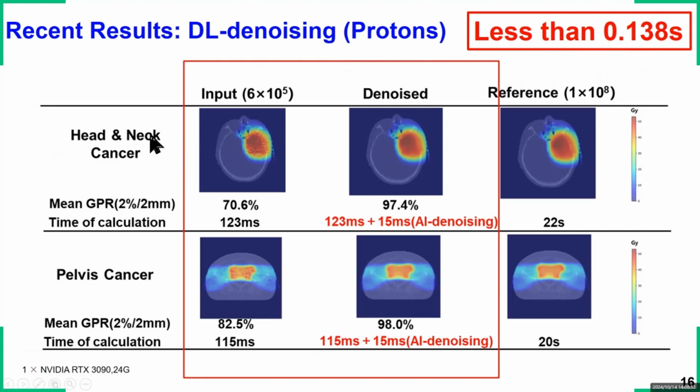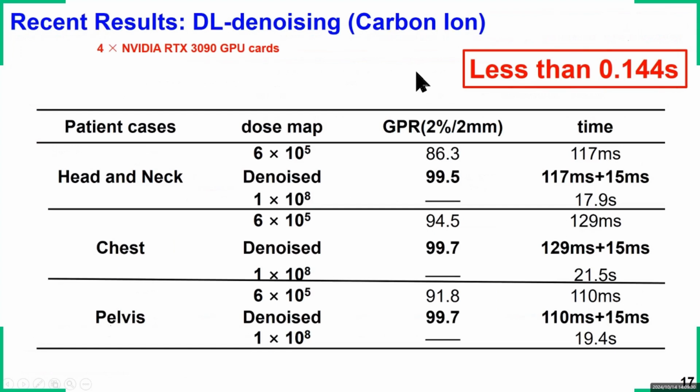This slide shows the recent result for proton dose calculations. We considered head and neck cancer and pelvis cancer treatment, and again using a low proton number as input, we produce a dose map that's equivalent to those from 10^8 protons. Again, the entire dose calculation took less than 0.138 seconds to complete. In the case of carbon ion calculations, it also took less than 0.1004 seconds. However, in the case of carbon ions, we had to use multiple GPU cards to arrive at this real-time speed.